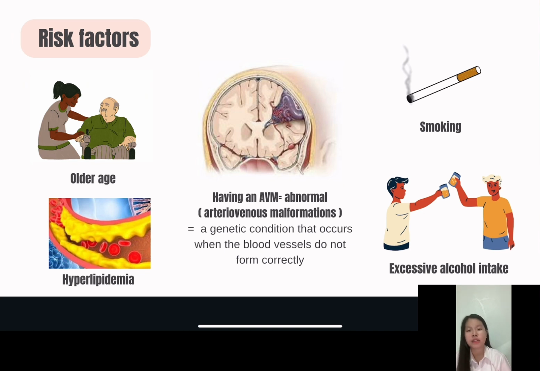a hemorrhagic stroke. Okay, let's see what we have. This includes elder age, hyperlipidemia, having an arteriovenous abnormality, excessive alcohol intake, or maybe smoking a lot. These are the risk factors of hemorrhagic stroke. Alright, next we can see the symptoms of this type of stroke.